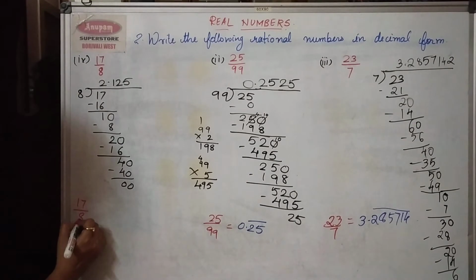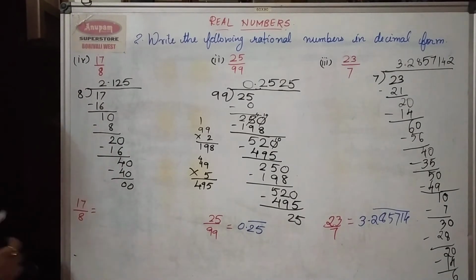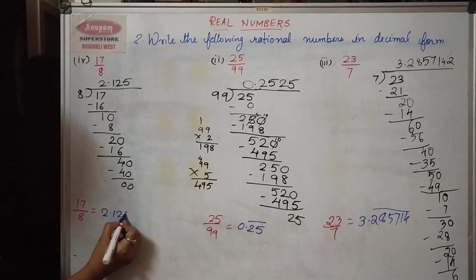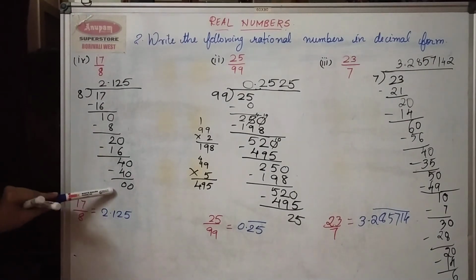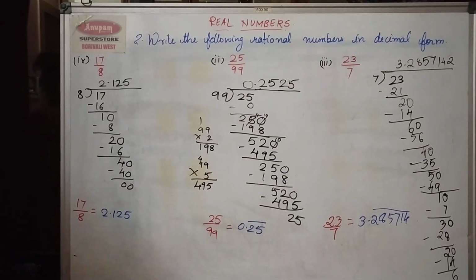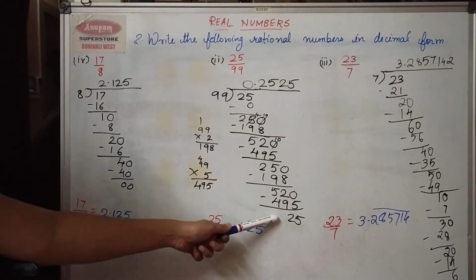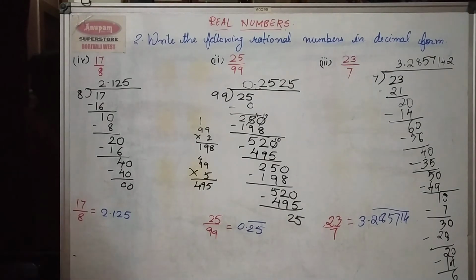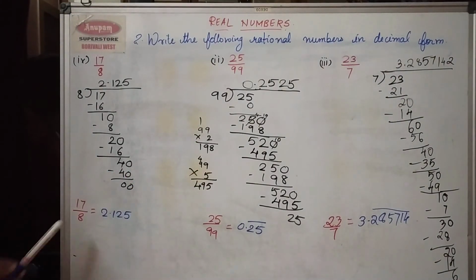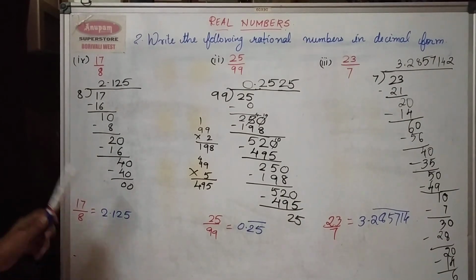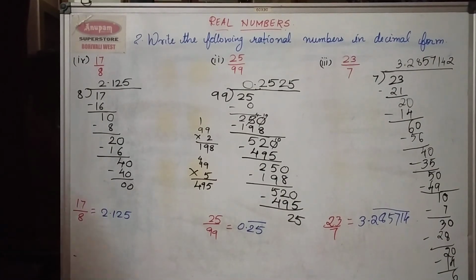17 upon 8 will be equal to 2.125. We do not put any bar here because, children, we get remainder as 0. Whenever we do not get a remainder as 0, like in this and the previous case, in that case we are going to put a bar on it to show the repeating numbers. But here we are getting 0, our division is stopped, and hence we show the final answer without a bar.